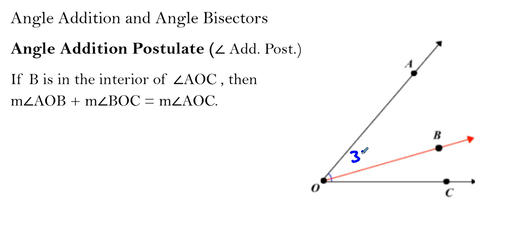And basically what we're saying is, if you take the measure of angle AOB, let's call this one 35, and take the measure of angle BOC, which is 15, add it together, that will give us the measure of angle AOC. So 35 plus 15 is the measure of angle AOC, which is 50 degrees.